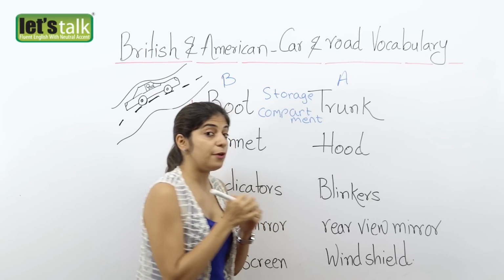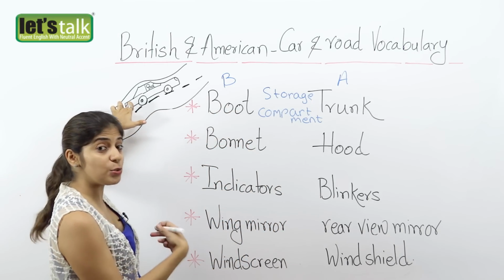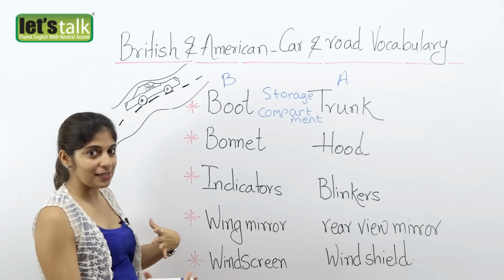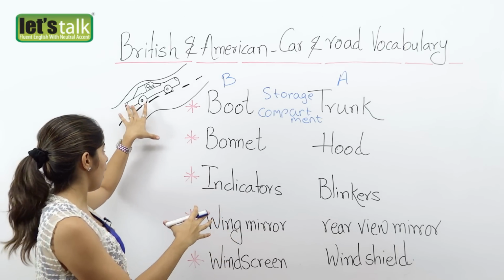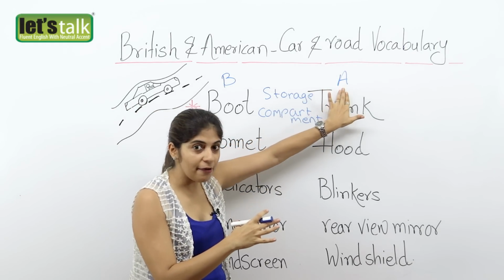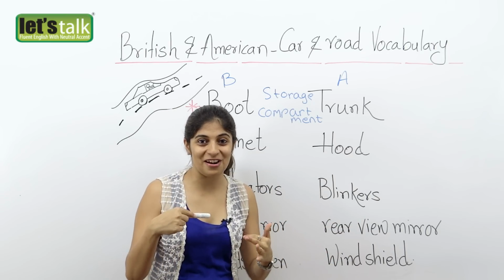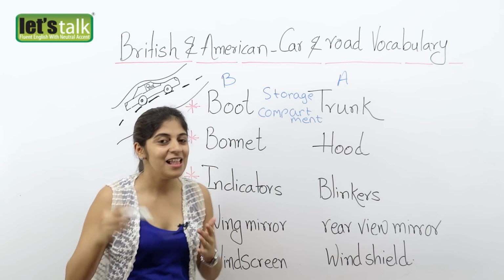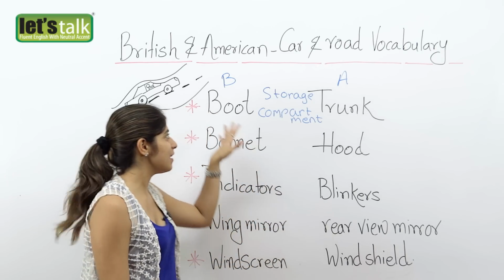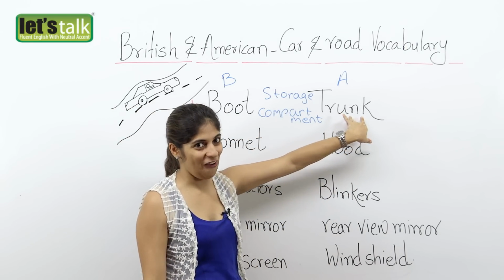Okay, so in British English, we say boot, okay, so this is the boot. This is where you can store your bags, okay, your luggage, okay, so it's dedicated to store stuff, whereas in America, it is called a trunk. So remember my story? Well, that's what it is. I didn't know then because for me, the storage compartment was a boot, whereas for Americans, it is trunk.